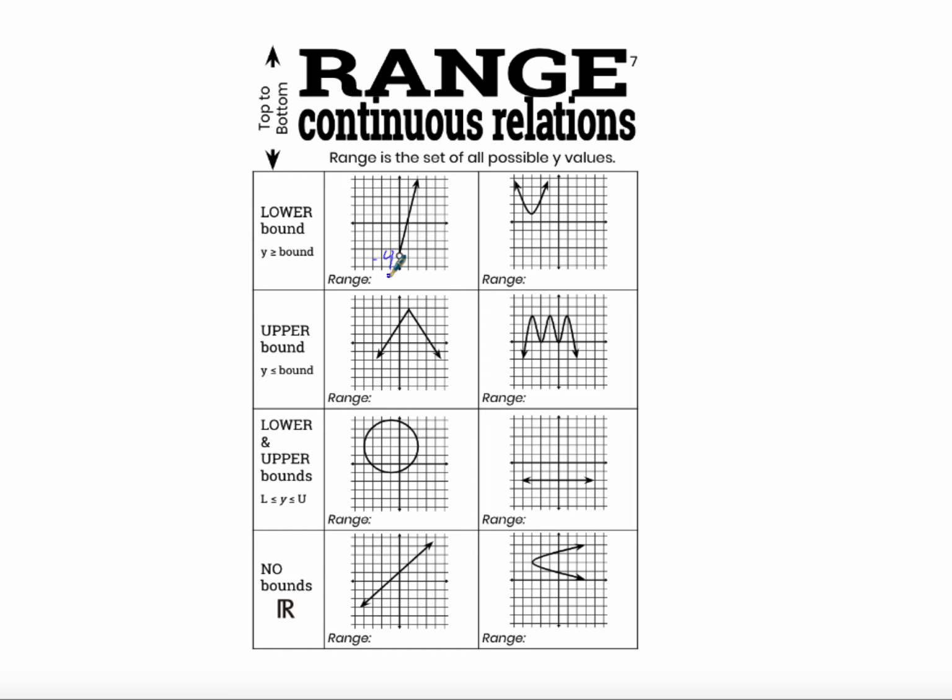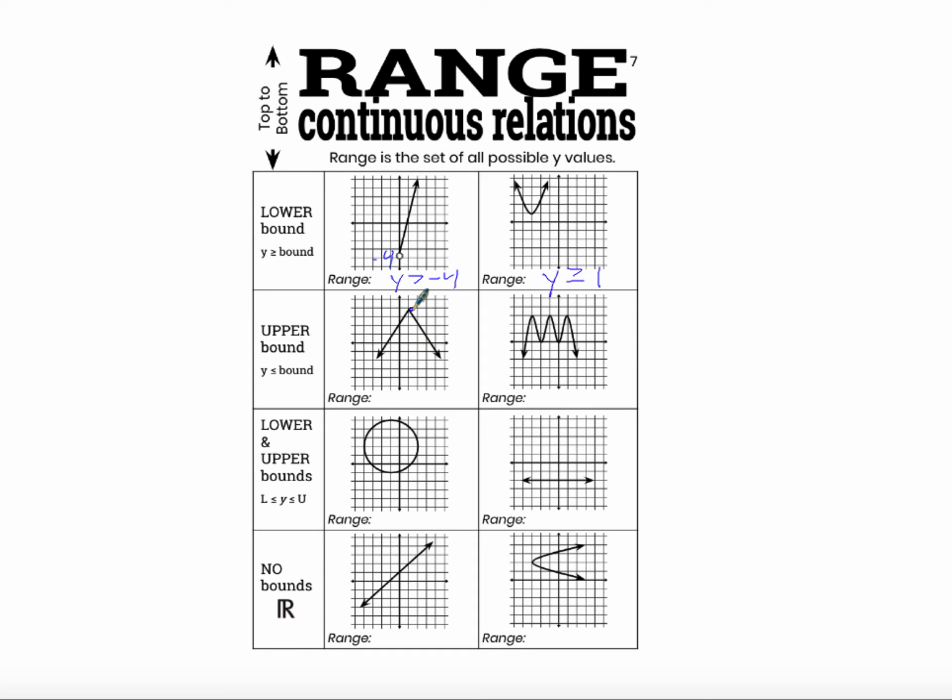But because of that open dot, y cannot actually equal negative 4. Y can be anything greater than negative 4. So there's a point on this graph for every y value greater than negative 4. For this one, there's actually 2 points on the graph for every y value greater than or equal to, since it's not an open dot, we assume a closed dot, every y greater than or equal to 1.